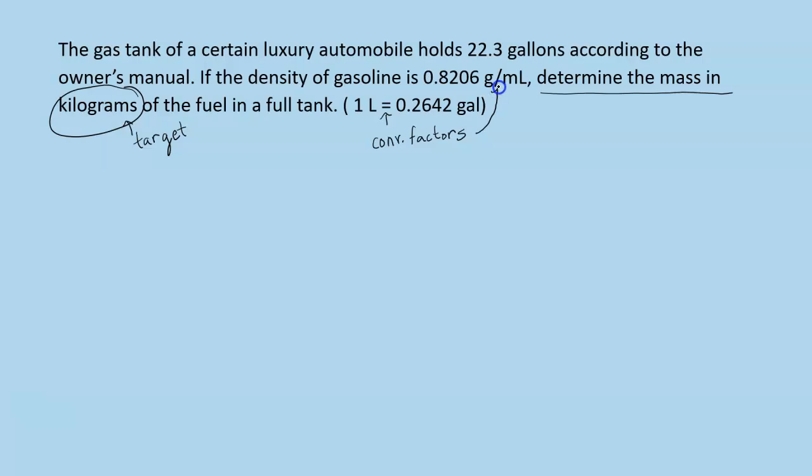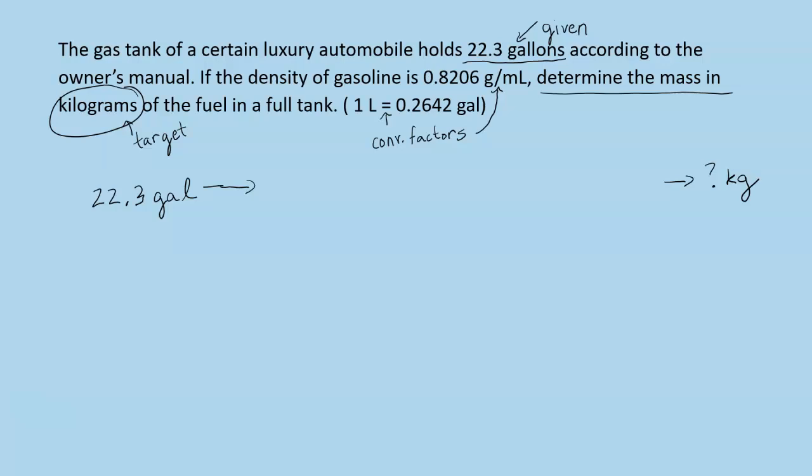And I've also got a slash in the units for density. Okay, so both of those are going to be considered conversion factors. And then the only number that's left that has a standalone unit is that 22.3 gallons. And so that must be my given information. Okay, so I am starting out with 22.3 gallons. And I need to end with determine the mass in kilograms.